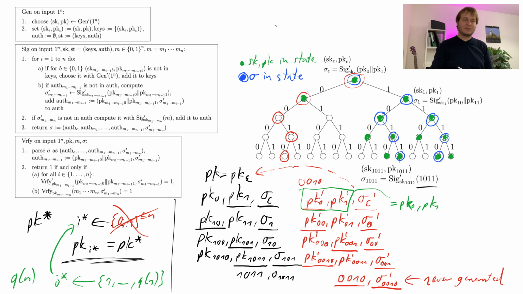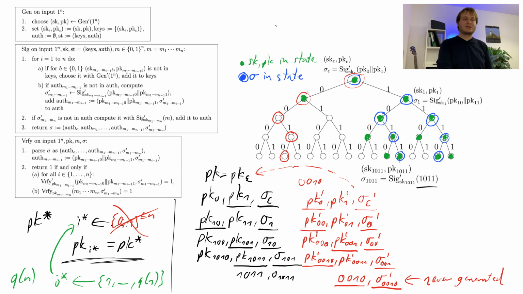It could have also happened that here on the first level already, this is not equal to PK0, PK1. So then already sigma epsilon prime would have been a forgery, because in our game, for the signature key, we have only generated a signature on PK0, PK1 under PK epsilon. And clearly, in this case, we would have gotten a different message.